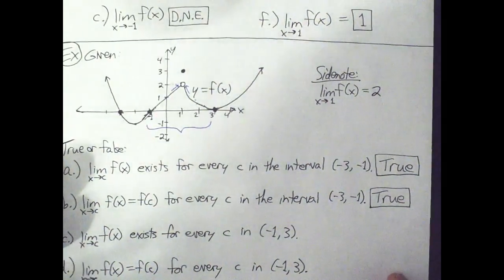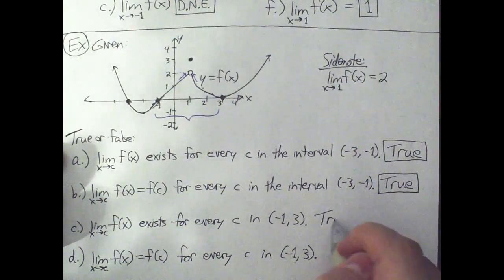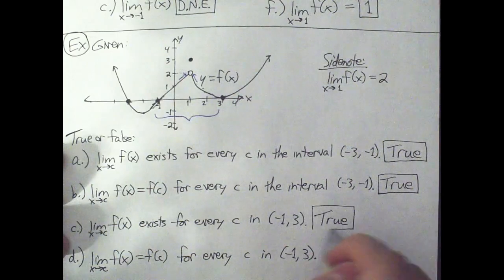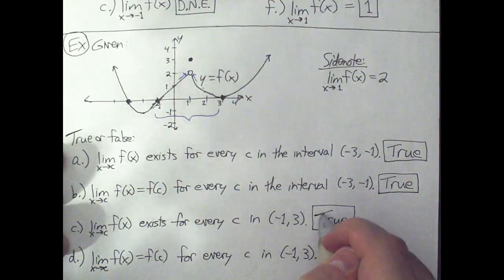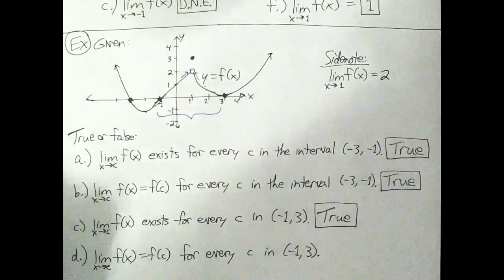So for the purposes of part C, we just wanted to know, does it exist? And yes, that was the only point in that interval that looked like it might be a questionable point, but the limit does exist there. It equals 2.